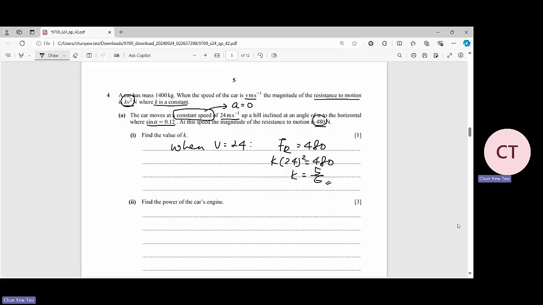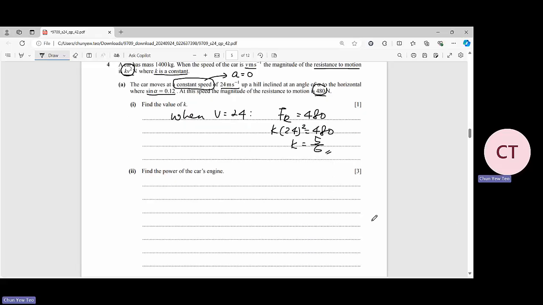Now we want to go for part A 2. We want to find the power of the engine. We need to understand that the power is actually the driving force multiplied by the velocity. So that means your driving force is actually the power divided by v. We need to understand this formula first. Then if you resolve the forces going up the hill, it will be the driving force minus the weight mg sine alpha minus the resistance force equals ma.